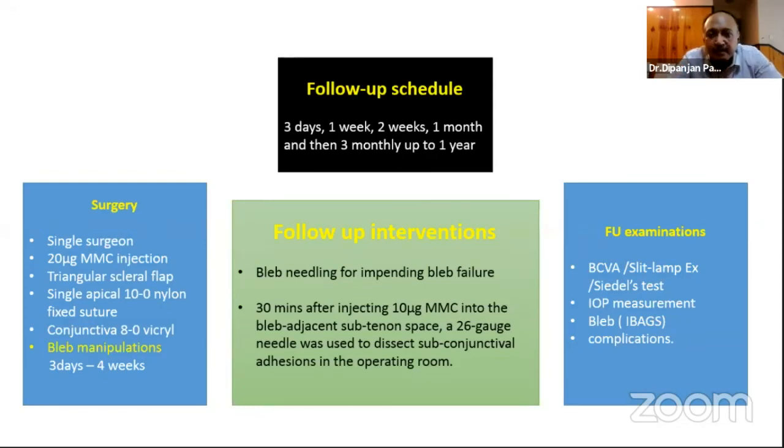In follow-up examinations, we did BCVA, slit lamp examination, and Seidel test at every visit. We took intraocular pressure measurements.